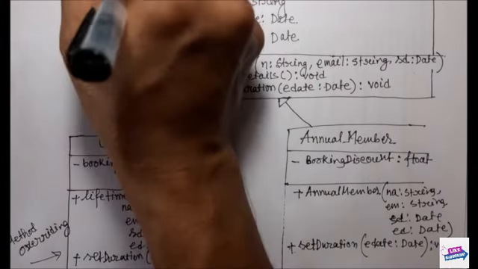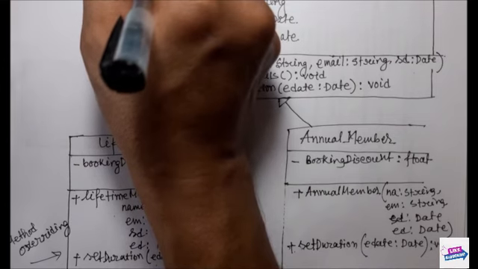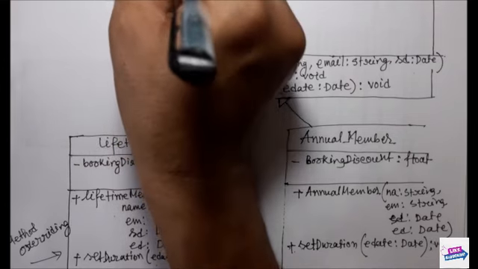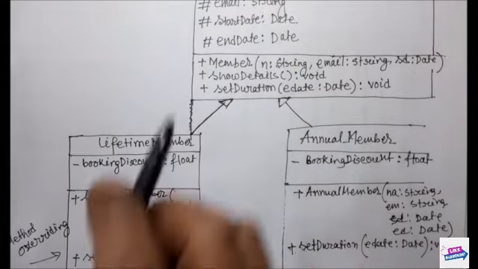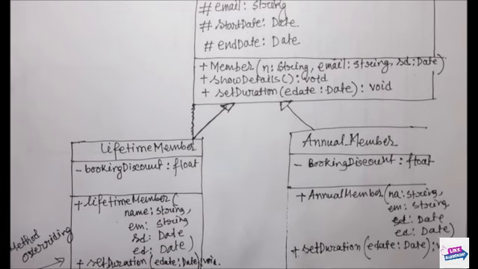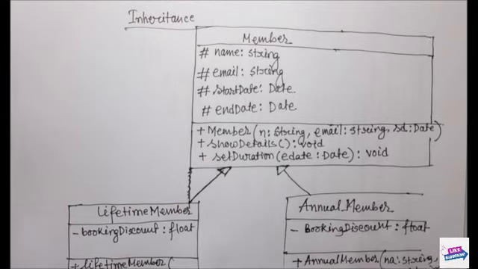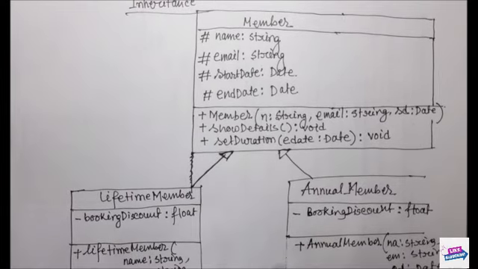So this is a very good example, and we have also discussed the relationship between the inheritance also. In this lecture I have discussed what inheritance is, why we go for inheritance, what the uses of inheritance are, and then we have discussed a class diagram. From the class diagram we can understand that member is a base class and lifetime member and annual member are child classes.